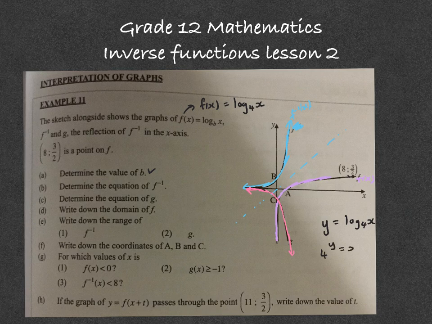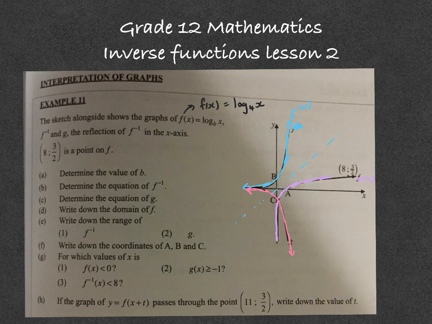So 4 to the y is equal to x, right? Those two equations are exactly the same thing. That's the equation of that graph. So now we're going to find the inverse. The inverse is when the function is reflected in the line y equals x. And what happens then? That would mean 4 to the x is equal to y. So there we go. The inverse of that function is 4 to the power of x.